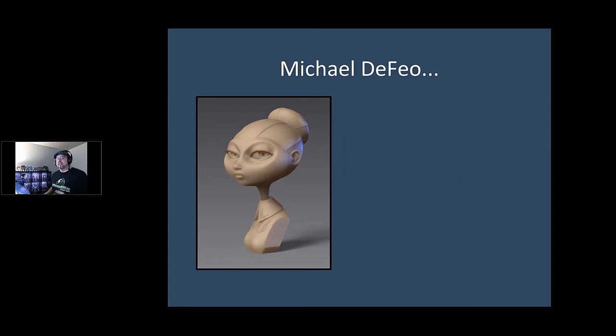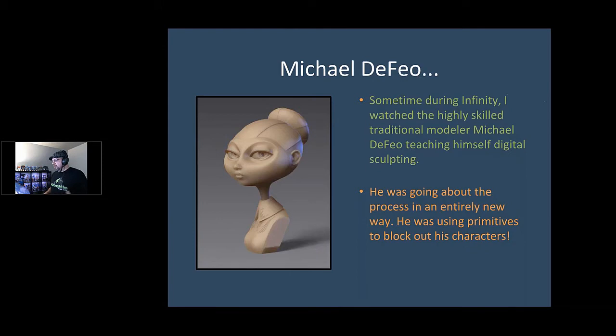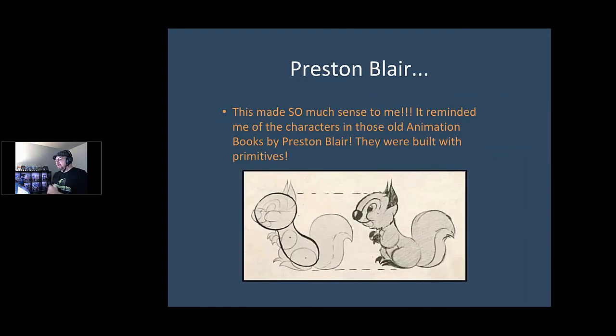I actually saw Michael DeFeo doing it. During my time with Infinity, I watched the highly skilled traditional modeler Michael DeFeo teaching himself digital sculpting. And it blew my mind. It absolutely blew me away because Michael was going about the process in an entirely new way. He was using primitives to block out his characters rather than box modeling. Because he comes from a traditional sculpting background, he was using primitive shapes, and his models were super clean. And this made so much sense to me.